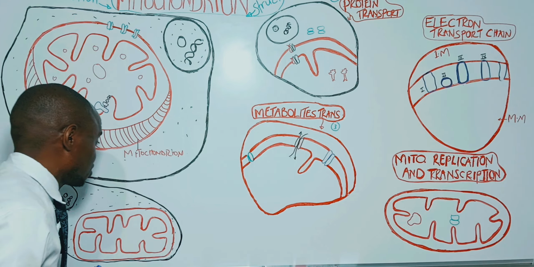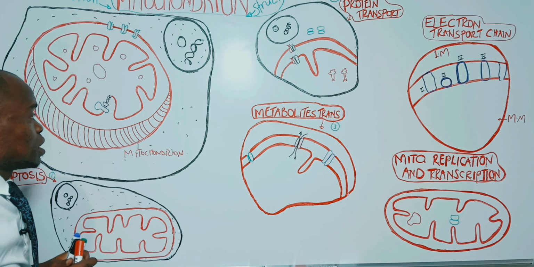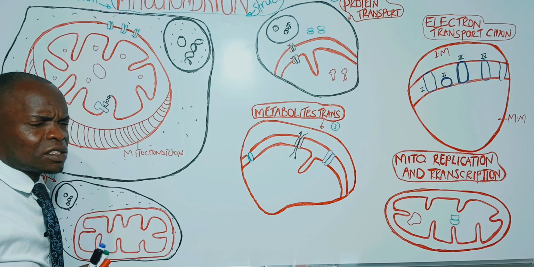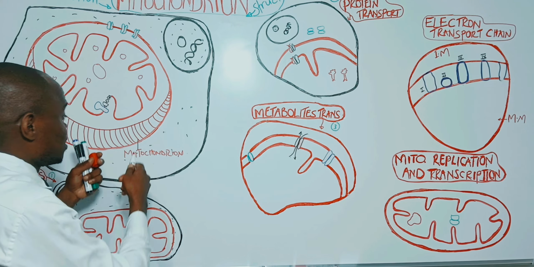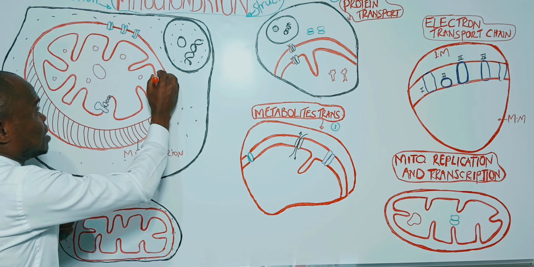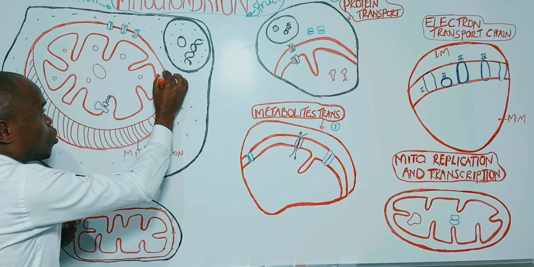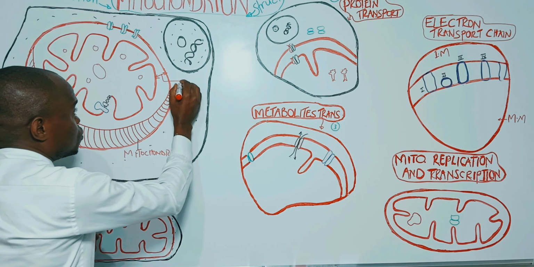Let's continue and we see. This mitochondria here, members, has what we call a covering. What's the name of this covering? This enclosing covering you are seeing here is what we call the mitochondrial envelope.